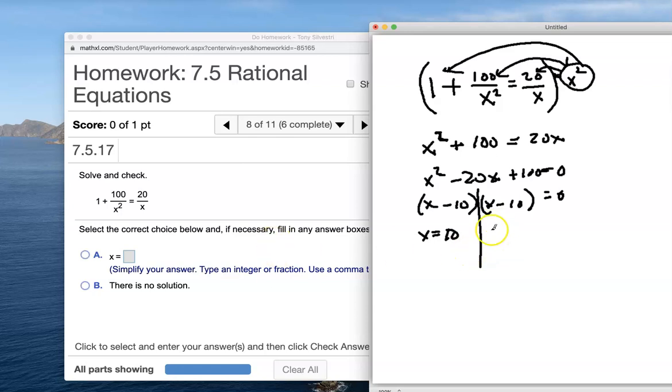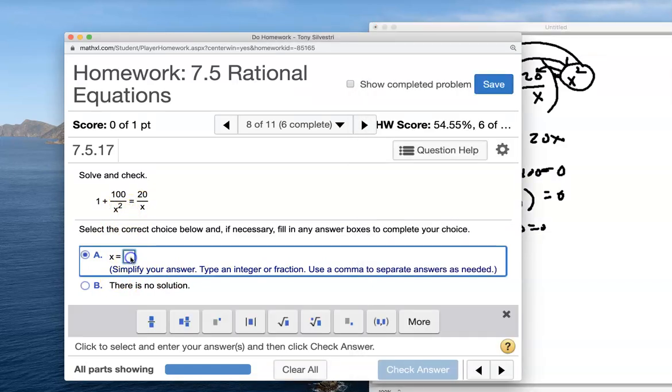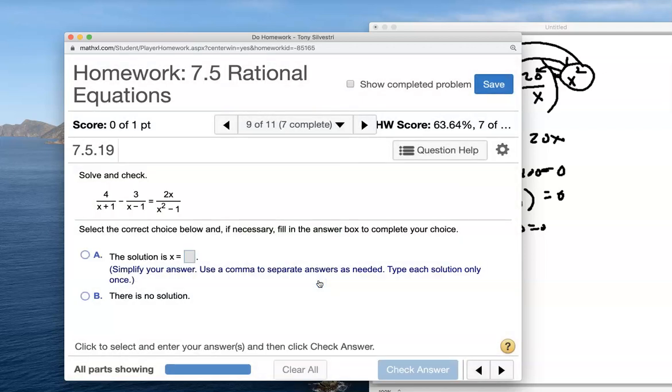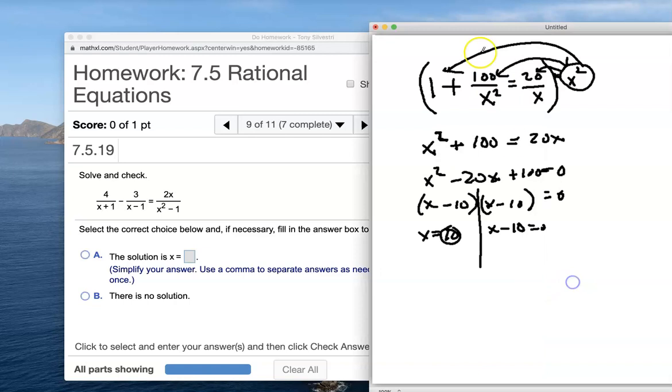Set those factors equal to 0. This is where I get that x equals 10 now. And you're doing it twice. In both times you get 10. And 10 is okay to plug in. You don't get a divide by 0. So I'm going to go with that and say 10. Check your answer. Fantastic. I don't want this to end. I'm having fun. I'm having so much fun, I don't want this to end.